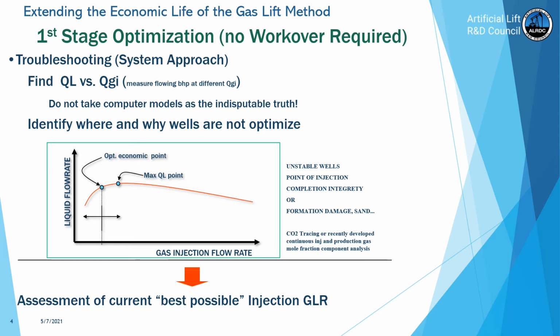The first thing that we need to do is to check if the current injection gas liquid ratio is really the best that we can have. And we'll do that by selecting a representative number of wells in the field and doing a complete troubleshoot analysis in those wells to understand why some of them are not producing in a stable manner. Also find out where the point of injection is, if it is the point of injection that maximizes liquid production. Check if we have completion integrity issues or formation damage, sand accumulation, and so on.